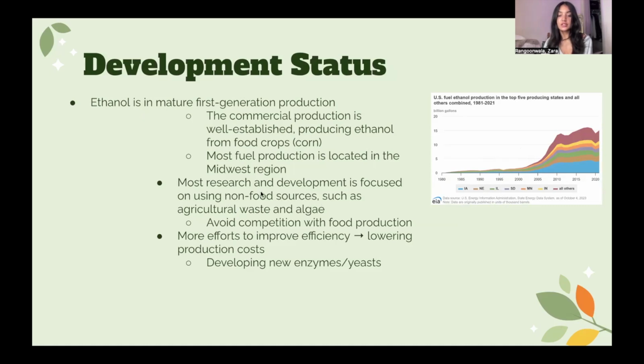Most research and development now is focused on using non-food sources such as agricultural waste and algae. This is mainly to avoid competition with food production. More efforts are also used to improve the efficiency, so developing new yeasts and enzymes. That in turn will lower the production costs because it's going to take less time to produce these products.